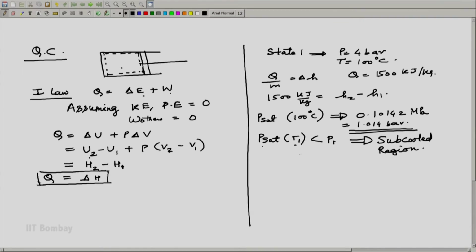Now if I go to table 3, I can get these values, the enthalpy values at 4 bar and 100 degree centigrade. Because I am in subcooled region, I will go to table 3, isn't it? And from here I will get now state 1, the enthalpy related or whatever values I want, I can get it from table 3. So can I go to table 3 now?